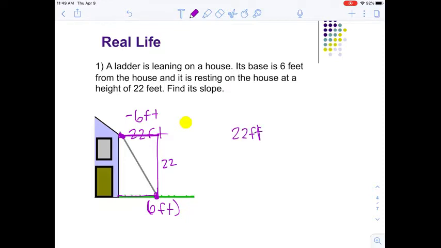So we have 22 feet over negative 6 feet. This is going to simplify then to negative 11 thirds. Our slope is not written with labels, so really we didn't even need to include them here. So our slope is negative 11 over 3. It's a negative slope because the line is going down to the right.